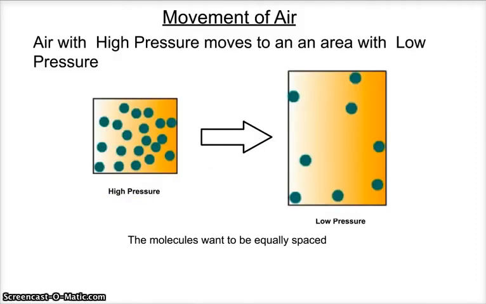Okay, so what we're working towards here and what you're going to learn in your next lesson is what causes wind to blow. And basically, changes in air pressure is what causes the movement of air. And so air with a high pressure moves to an area with low pressure. So this is an area of high pressure, and they're really close together.